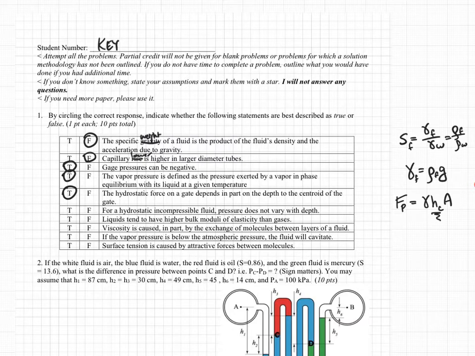For a hydrostatic incompressible fluid, pressure does not vary with depth. Actually, pressure does vary with depth, right? Normally we would say pressure equals gamma times h plus whatever the pressure is at the surface. This h is the depth right there, so it does vary with depth. So that's false. Liquids tend to have higher bulk moduli of elasticity than gases. Basically, the higher the bulk modulus of elasticity, the harder it is to compress. So that is true. Oh, wait, the last one was false. Sorry.